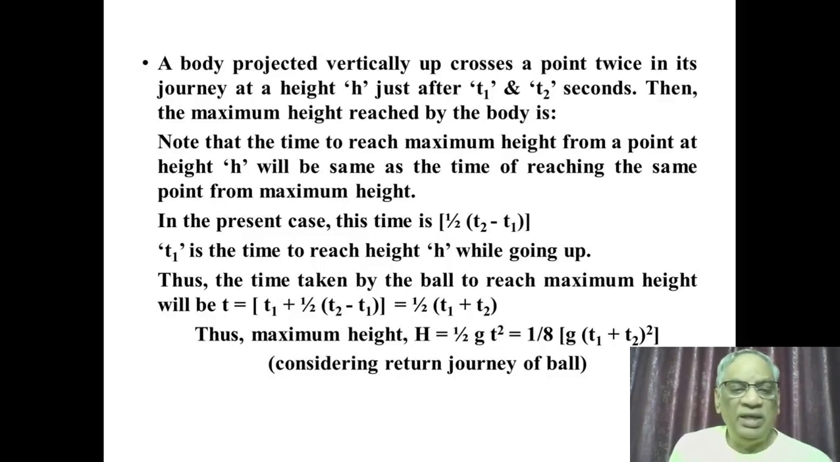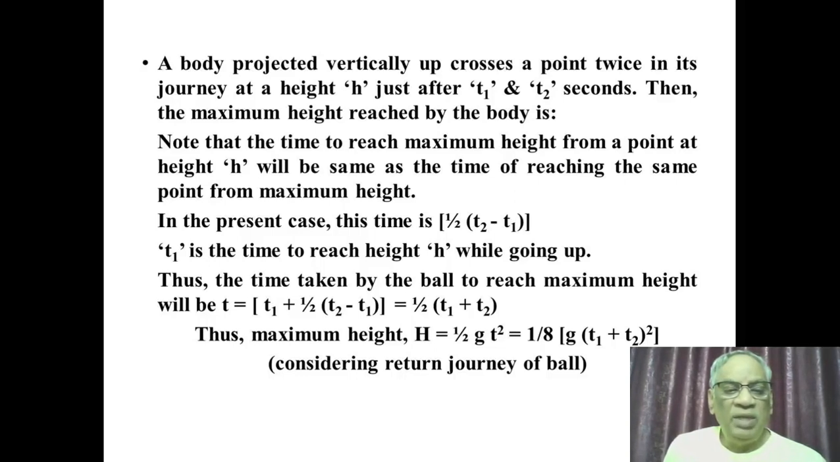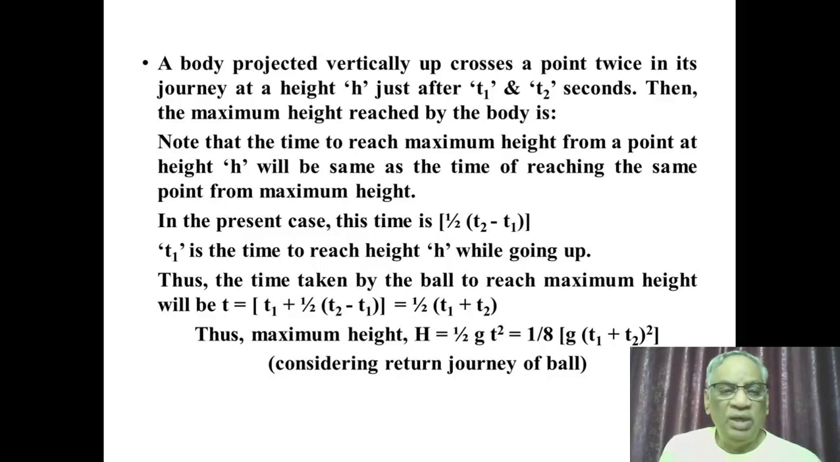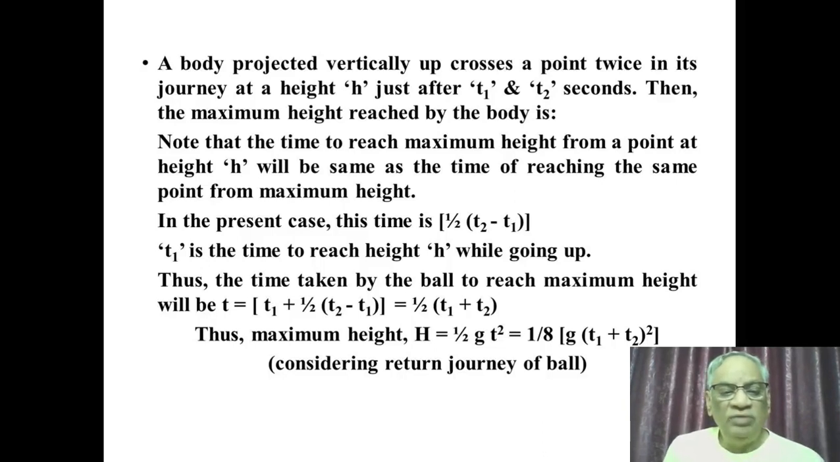So t1 is the time to reach the height h while going up. Thus, the time taken by the ball to reach maximum height, t, will be t1 plus half of t2 minus t1. T1 is the time for the body from the ground to reach the observation point, and half of t2 minus t1 is the time taken for the body to go to the maximum height from the observation point alone. So the total time of ascent from the ground will become t is equal to t1 plus half of t2 minus t1, that is equal to half of t1 plus t2. Thus maximum height is equal to half gt square, considering the freely falling body equation. So that is equal to 1 by 8 g times t1 plus t2 whole square. g is known; if t1 and t2 values are known, you can calculate the maximum height the body has reached.